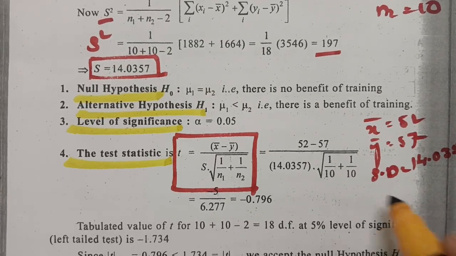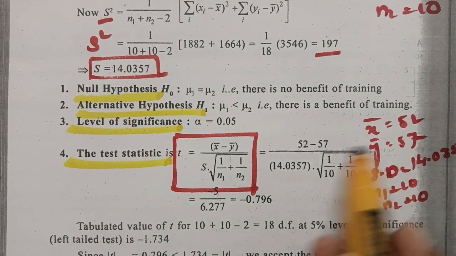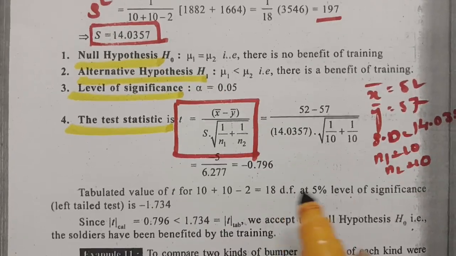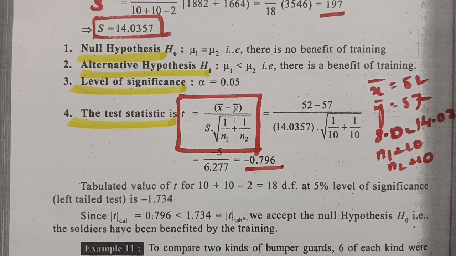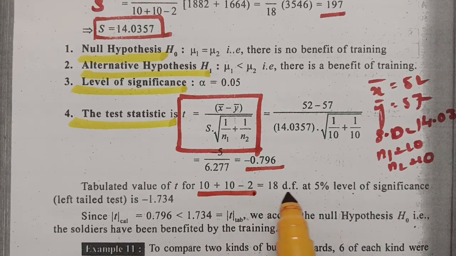And the next one here is n1 is equal to 10 and n2 is also 10. So we have to substitute all the values here. After substituting, the value here is minus 0.796. So here the degrees of freedom n1 plus n2 minus 2 is 18.